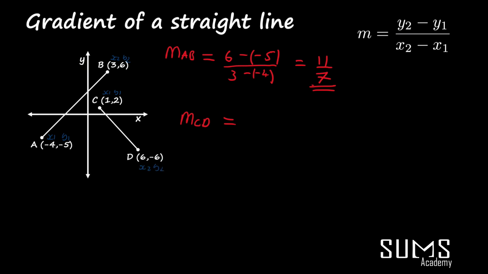So let's work this question out. So y2 minus y1 is minus 6 minus 2, all over x2 minus x1, which is 6 minus 1. That equals minus 8 over 5. You can see here that there is a minus sign, and this means that this slope has a negative gradient.